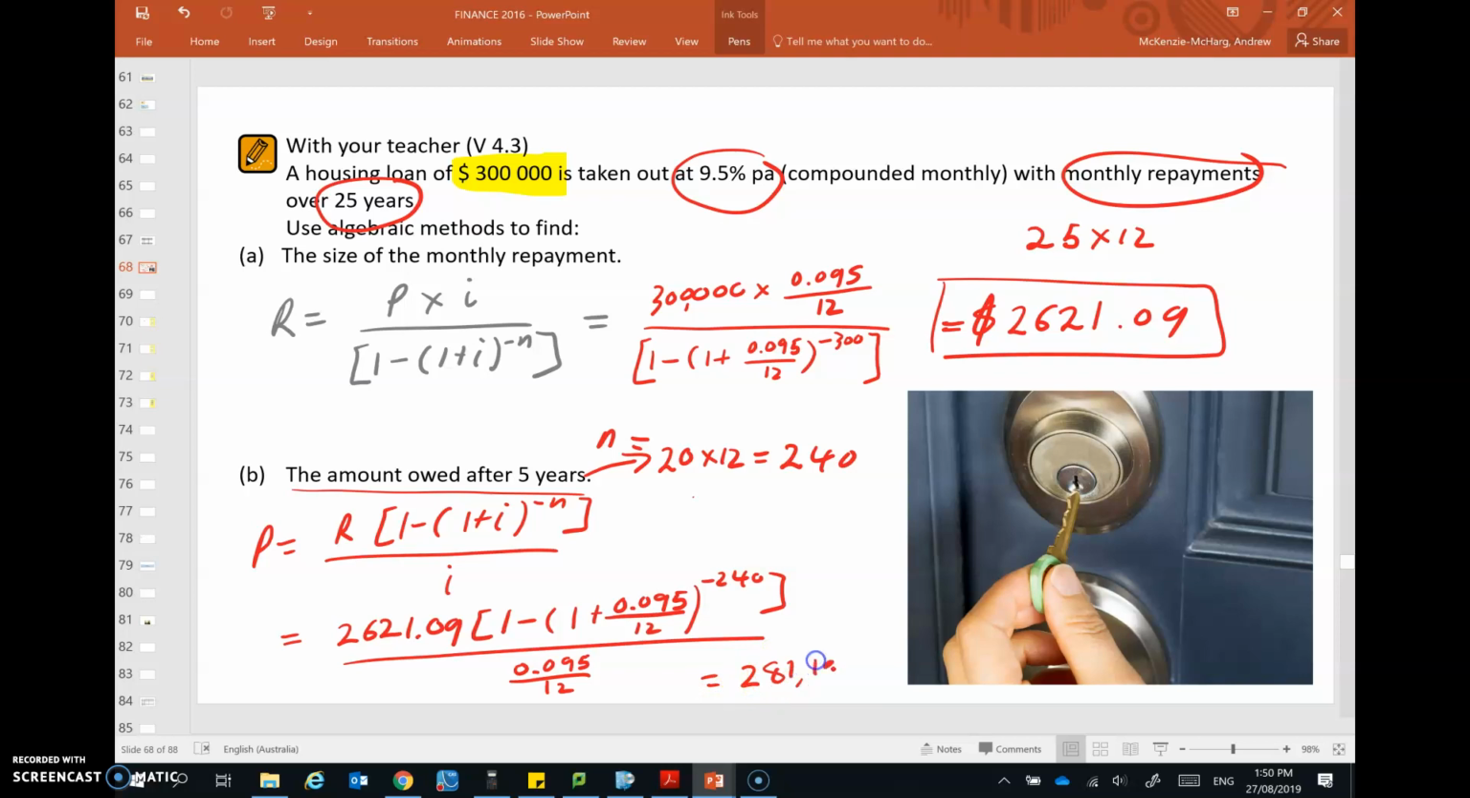$281,193.25 is what's still owed after 5 years of payments. Now that's always the tricky part, adjusting from the annuities in advance and the compound interest, where it's the number of periods that have elapsed, or number of payments that have been made. In annuities in advance, it's how many are remaining.